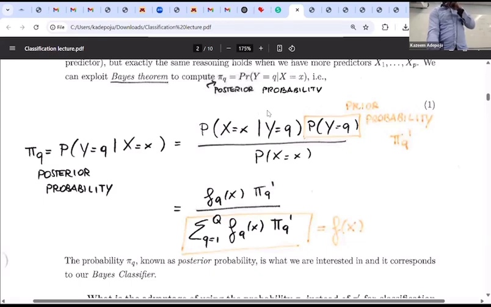Now, when you take a look at this guy, that is what we call a likelihood. So the probability density function, that's a likelihood. The probability of x equal to x given that y equal to q, that's a likelihood. Now, what do you think I'm doing right now? I'm combining the likelihood with a prior. Combining the likelihood with a prior, what I have in the denominator.